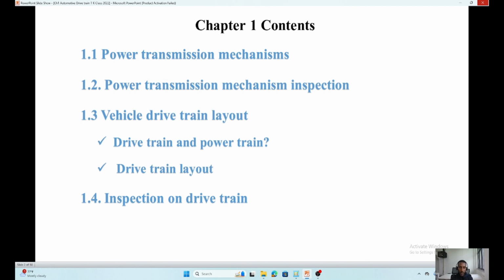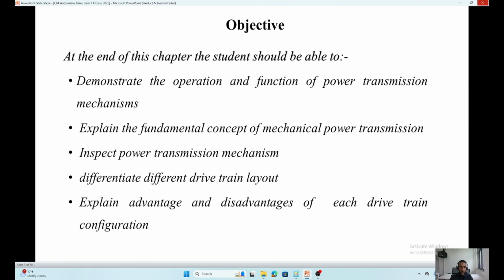vehicle drivetrain layout, which is under drivetrain and powertrain. We will differentiate between drivetrain and powertrain, and we will see the drivetrain arrangements or layouts. Also in the last portion we will see inspections performed on the drivetrain systems. These contents are covered all through the chapter, but for the videos we will see them separately.